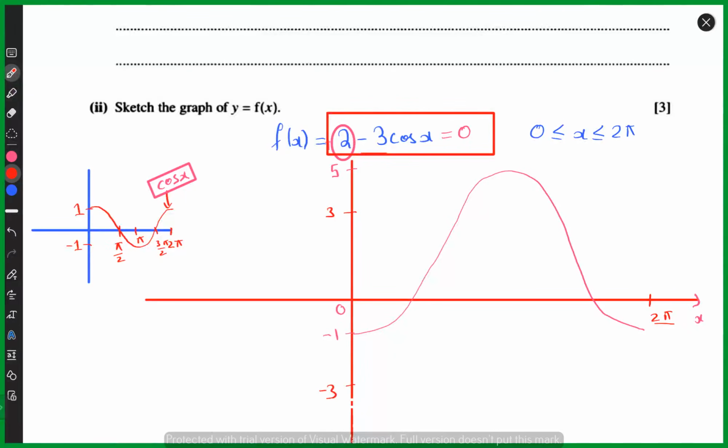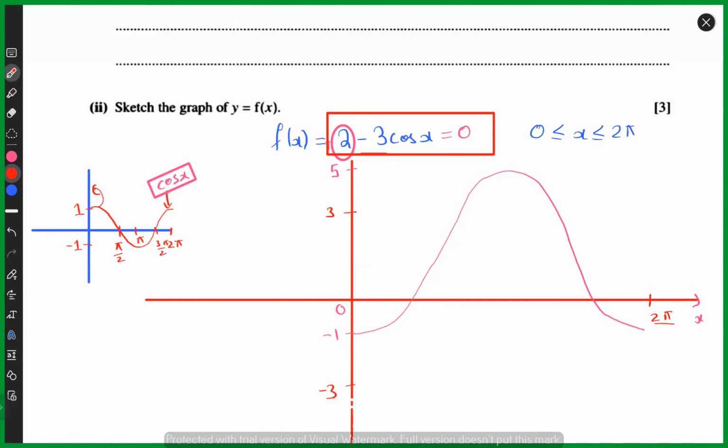Sorry, say it again. With 3? Yes, miss, because of 3 multiplying with the cos x. Oh yes, you can also do it that way. So you're saying that first you can take this 2 units above and then multiply the y coordinates with 3? Yes, miss, you can also do it that way. That's also correct.